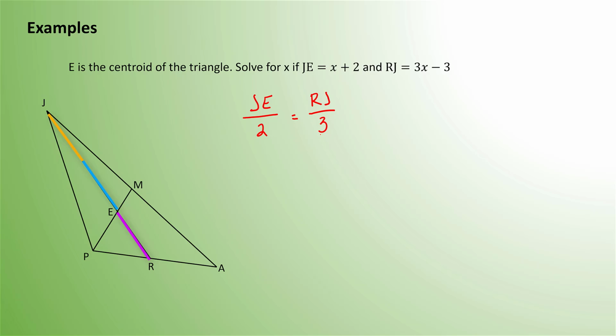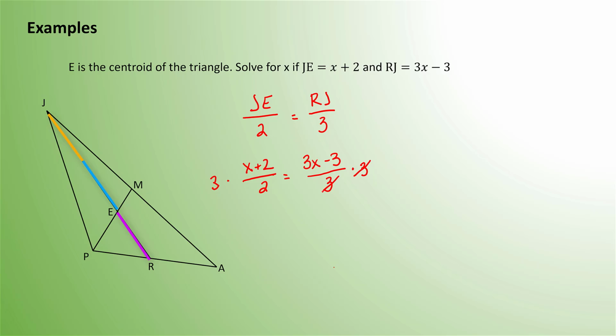Once we have that set up, we can plug in our algebra. So x plus 2 divided by 2 equals 3x minus 3 divided by 3. So now we have expressions on the top and the numerator of both of these problems. What we're going to do is one step at a time, get rid of that denominator. So I'm going to get rid of this denominator of 3 first.